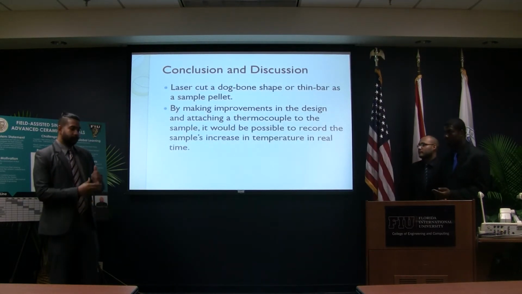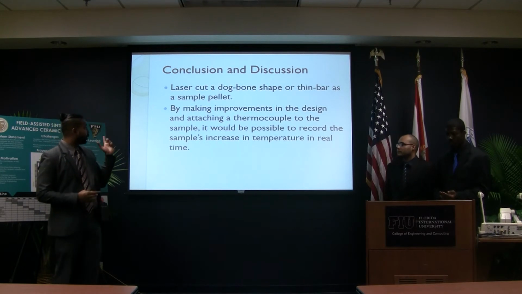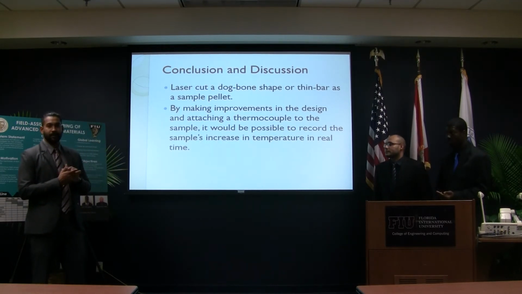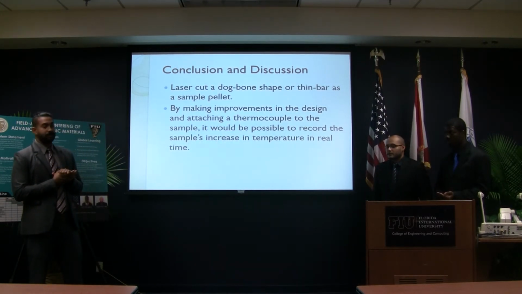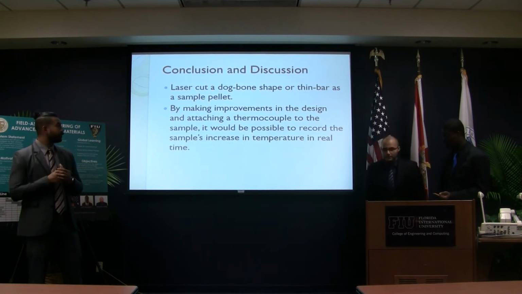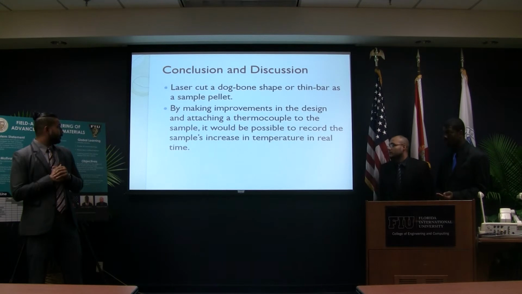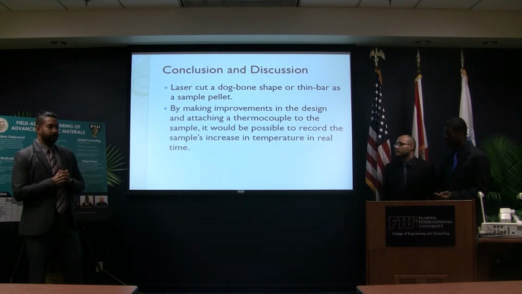In the future, we hope to laser cut a dog bone shaped die in the lab. We already have that machine, so we're going to use a green pellet and laser cut that shape out so it's more ideal. And as you saw, we'd use a different apparatus to hold the wires so that the sample can sit on top of it more accurately. We could also use the thermocouple to measure temperature in real time at the same time.